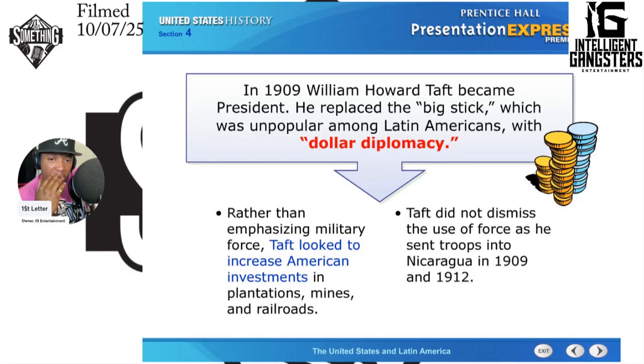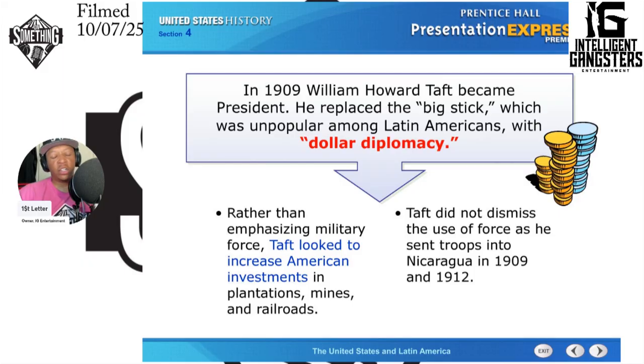In 1909, William Howard Taft became president. He replaced the big stick, which was unpopular among Latin Americans, with dollar diplomacy. Rather than emphasizing military force, Taft looked to increase American investments in plantations, mines, and railroads. Taft did not dismiss the use of force as he sent troops into Nicaragua in 1909 and 1912.